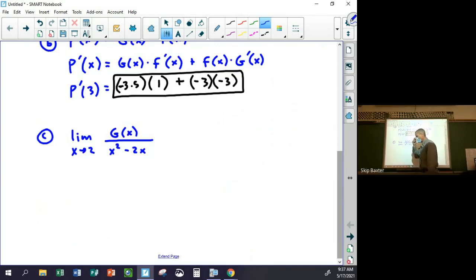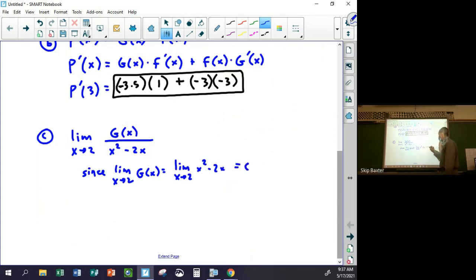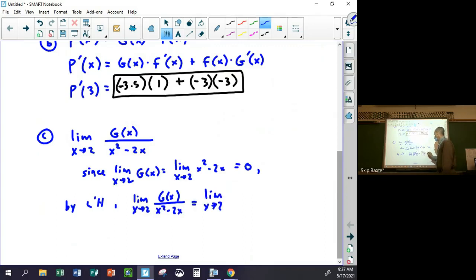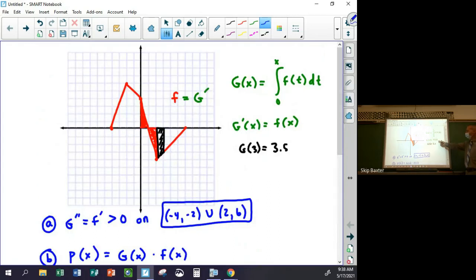So remember, what you have to do is first show that you know the hypotheses of L'Hopital's rule, which are the limit as x goes to 2 of the top equals 0, and the limit as x goes to 2 of the bottom equals 0. So you have to state that since the limit as x goes to 2 of g of x equals the limit as x goes to 2 of x squared minus 2x equals 0, you would say by L'Hopital's rule, the limit as x goes to 2 of g of x over x squared minus 2x equals the limit as x goes to 2 of g prime of x over 2x minus 2. Differentiate the top, differentiate the bottom. So g prime of x is just f of x, right? So if you substitute 2 into this function, you get -4.